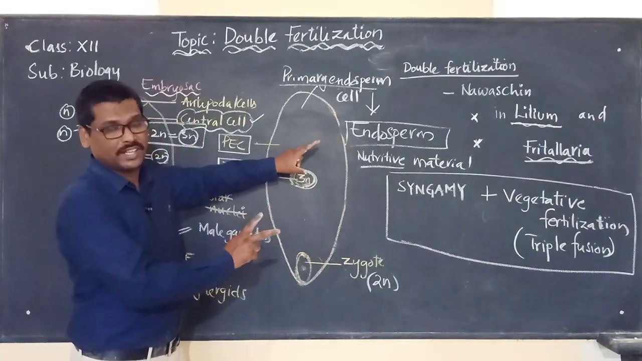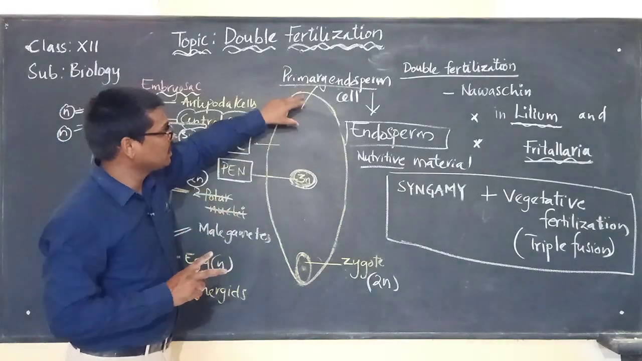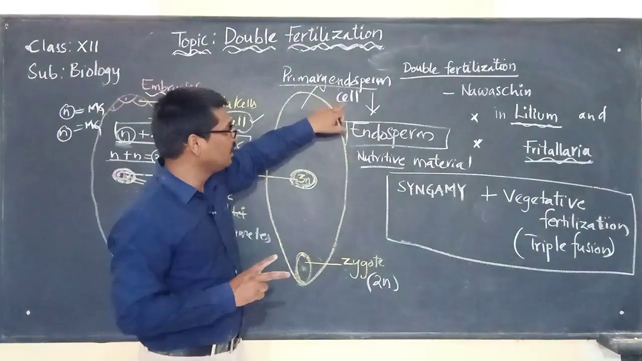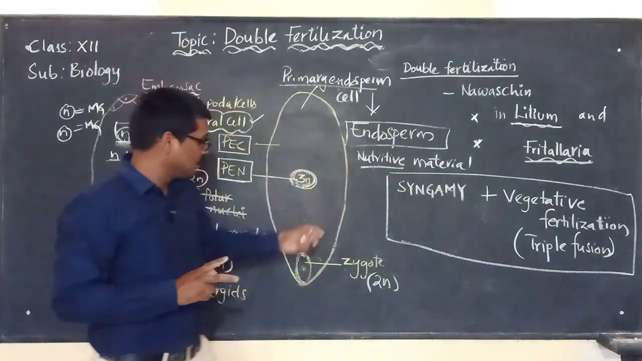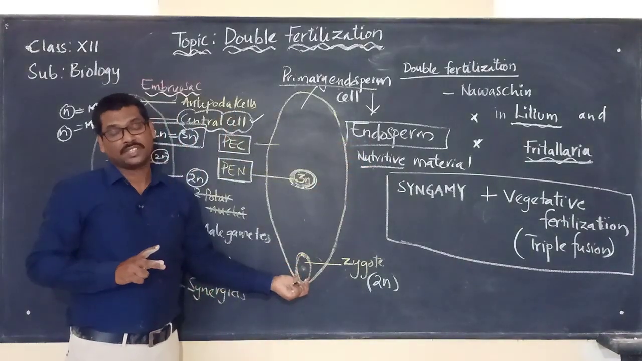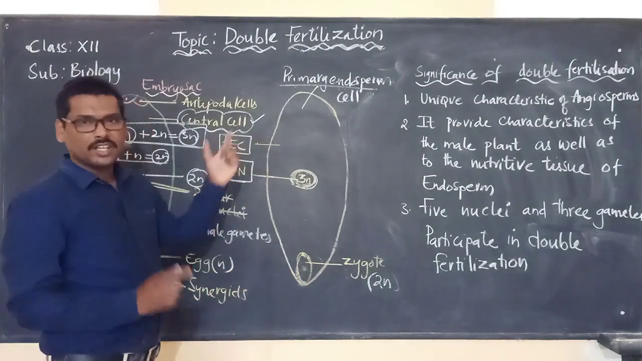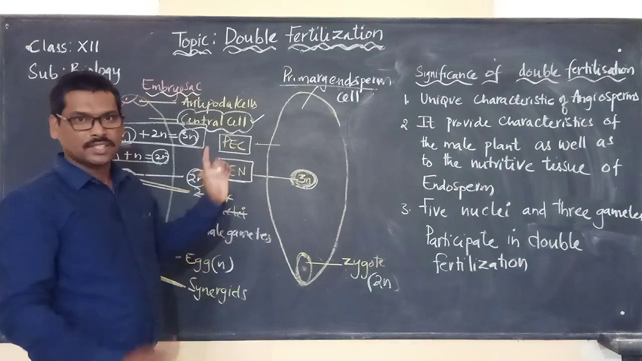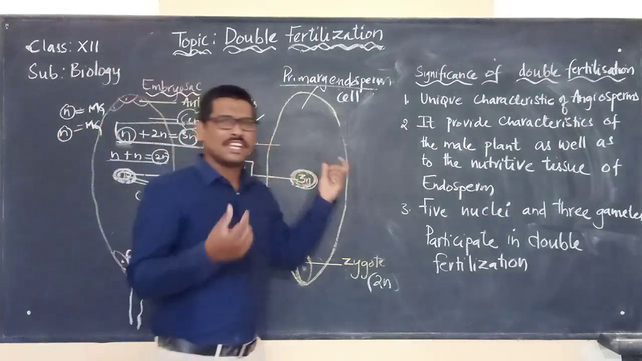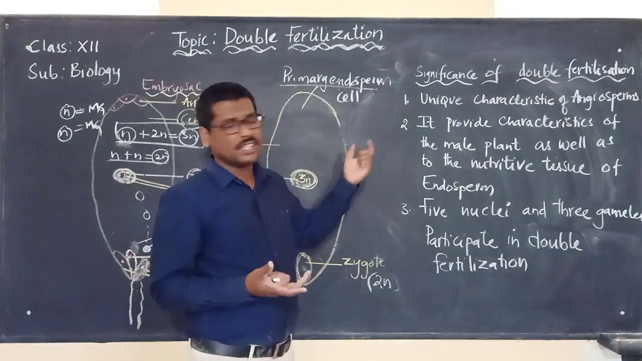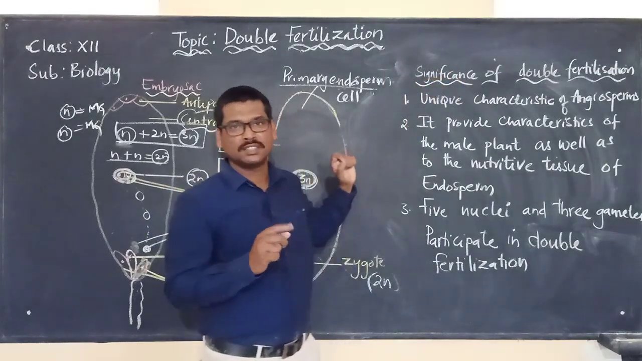We'll make it very clear. So what we said now is that the primary endosperm cell changes into endosperm, which is the nutritive material for the developing zygote. So here we understood how double fertilization takes place. What is the importance, or the significance, of double fertilization?